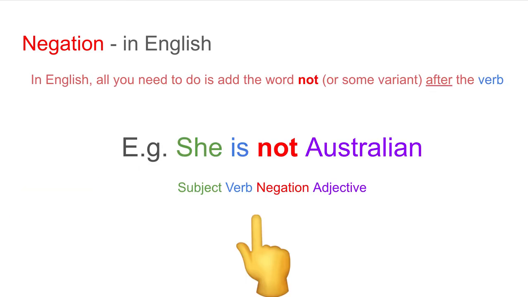In English, all you need to do is add the word not after the verb, so you have the subject, the verb, the negation, and then anything else after. I'm calling it a complement because it does not necessarily have to be an adjective. It could be something like a noun, a place, or anything else.